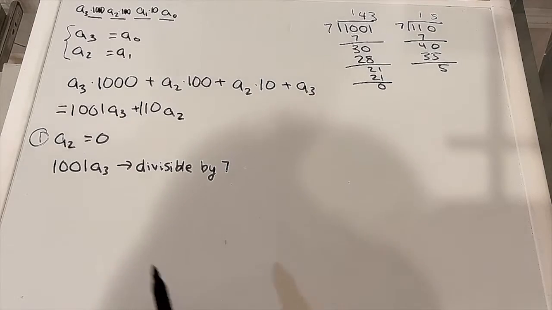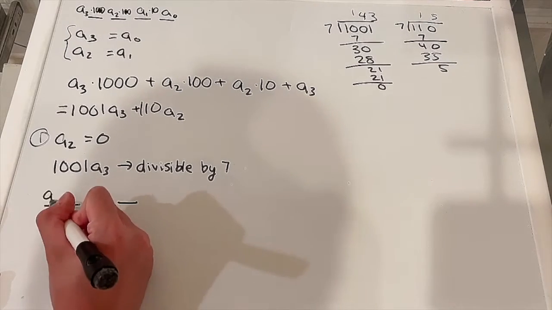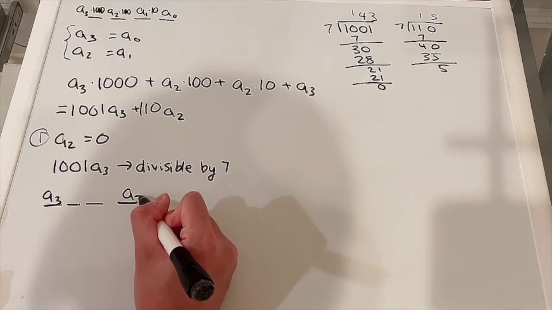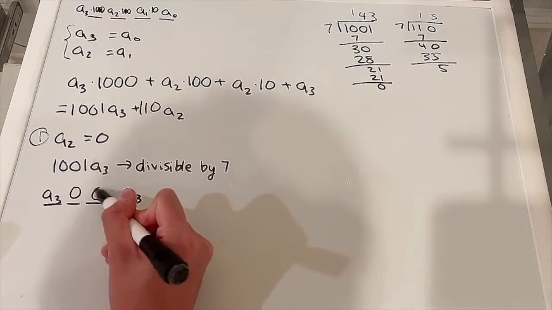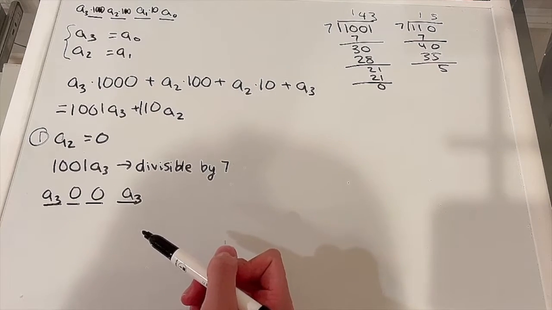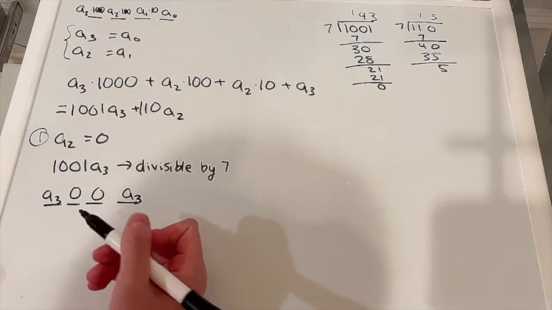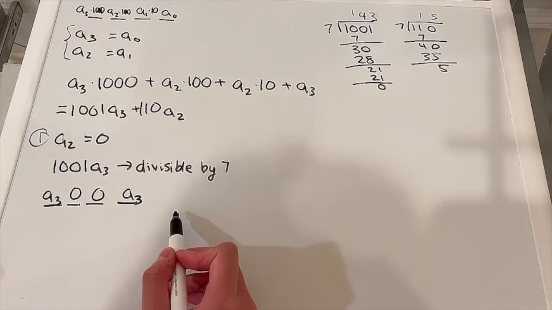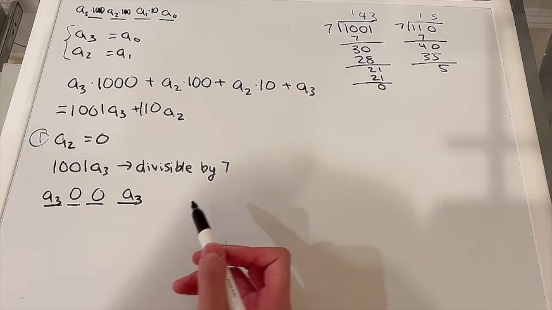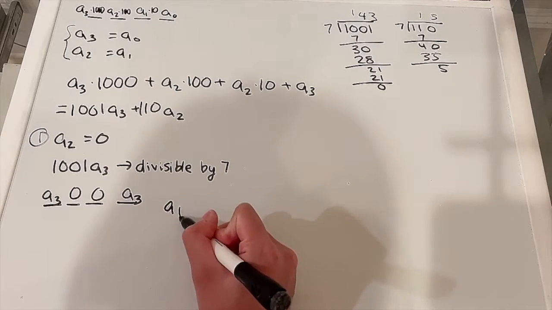Well, how many palindromes would be possible? Remember, it is 4 digits, and the first and last is always A3. And since A2 is equal to 0, the second two numbers are 0. So how many possible numbers can A3 be? Well, it can be 1 through 9, but it can't be 0, because if it was 0, then this would just be 0, and it is not a number between 1,000 and 10,000. So there are 9 possible palindromes.